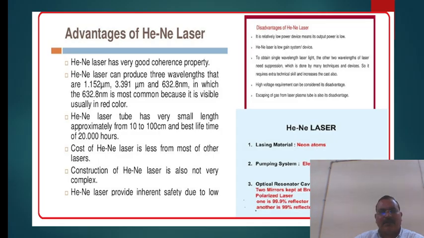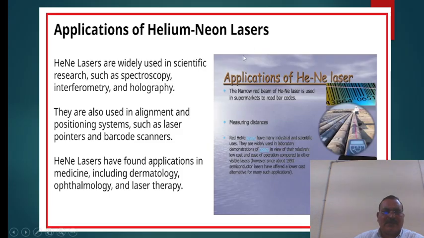These are the applications of HeNe lasers: scientific research, spectroscopy, interferometry, holography, GPS systems and barcode scanners, laser printers, pointers, and medicine, dermatology, ophthalmology, laser therapy. These are a few very important applications of HeNe lasers.